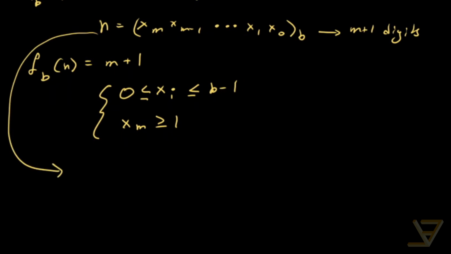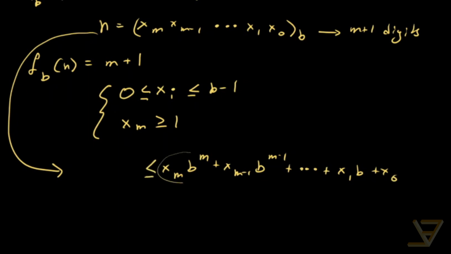So we're gonna do the base expansion here. We get x_m b to the m plus x_{m-1} b to the m minus 1 all the way through to x_1 b plus x_0. And first of all, this is going to be greater than or equal to this term. We can make the rest 0 as a lower bound. We get 1 times b to the m, which is equal to b to the m.